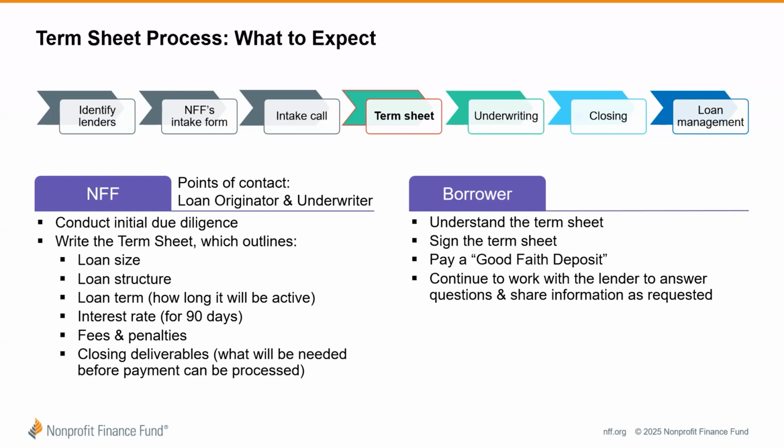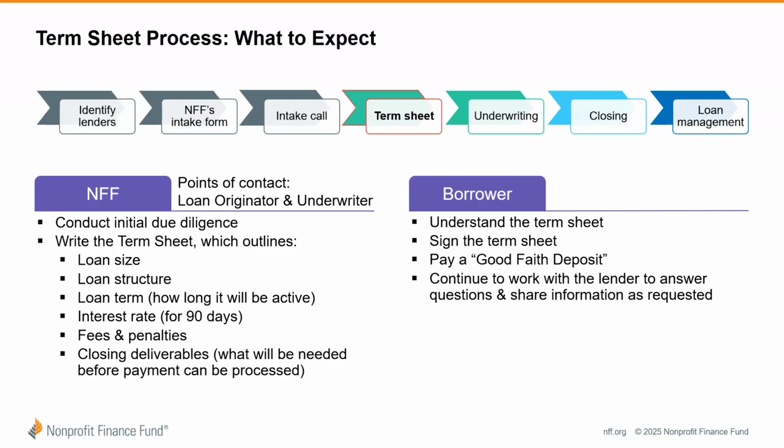If there are any terms that you want to change or that don't seem feasible, it is absolutely okay to negotiate and advocate for those changes. Some back and forth is totally expected, and it's much easier to make adjustments at this stage than later in the loan process.